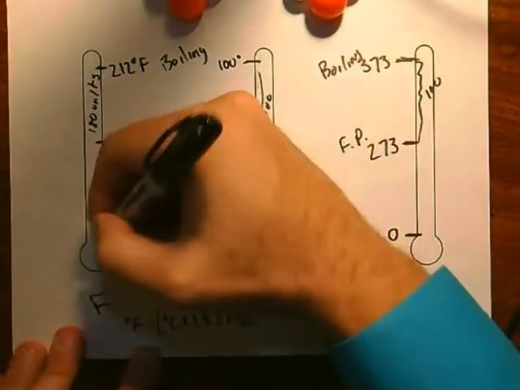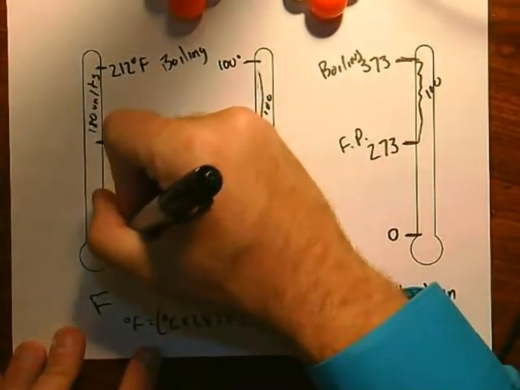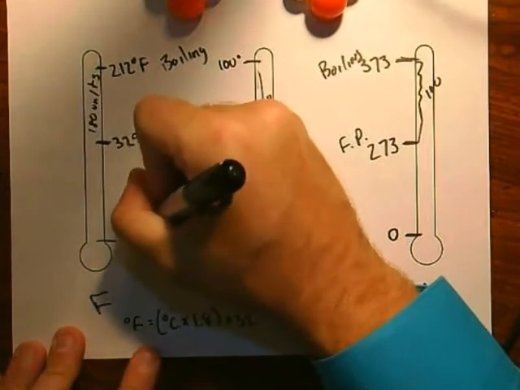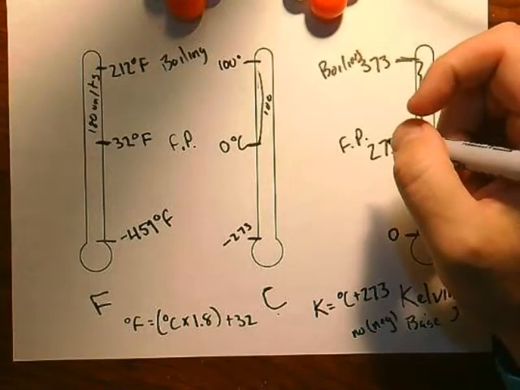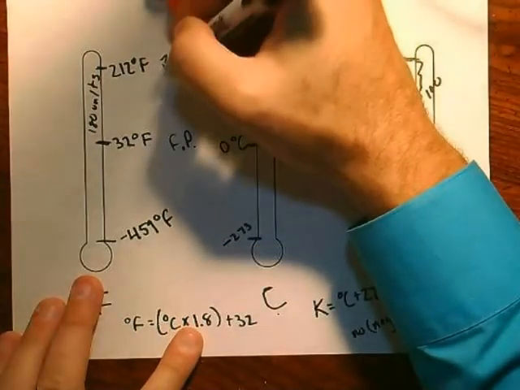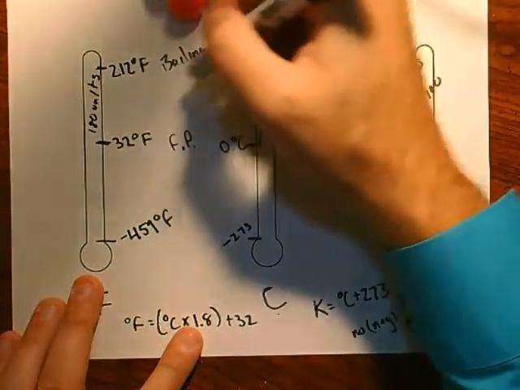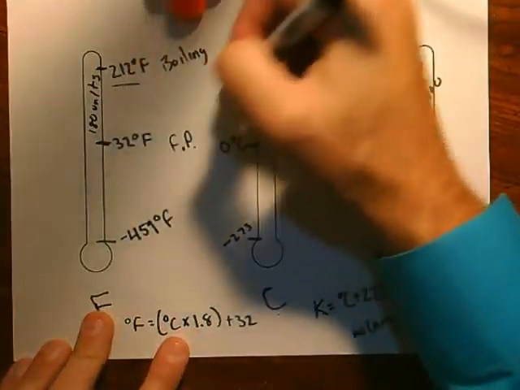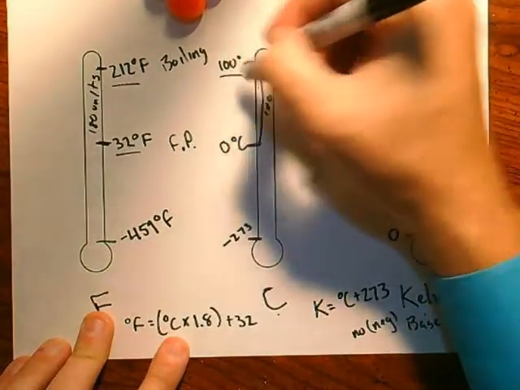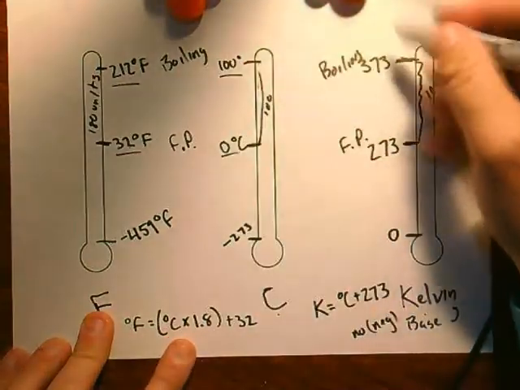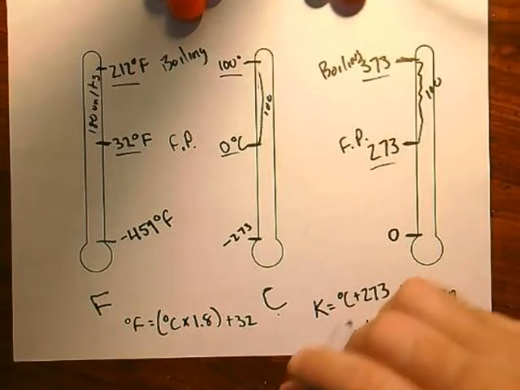And so when you do this math, you realize that absolute zero in the Fahrenheit scale is about negative 459 degrees Fahrenheit. What I'm going to want you to know is the boiling point and freezing point of water in all these scales. For Fahrenheit, you need to know 212 is the boiling point and 32 is the freezing point. For Celsius, you need to know 100 is the boiling point and 0 is the freezing point. And in Kelvin, you need to know 273 is the freezing point and the boiling point is 373.